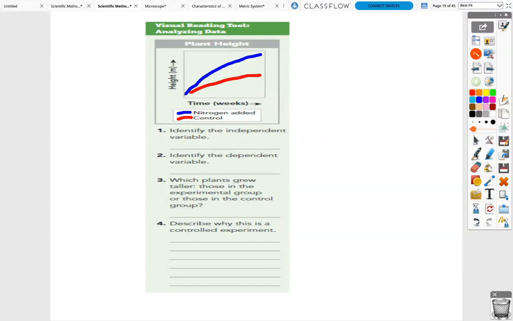So remember, think about independent variable. We want to think about that I at the beginning. You want to think about the thing that I am changing or the thing that I am testing. So the thing that they're testing here is nitrogen. So remember, in one of these groups, one of these plants, they added nitrogen to the plant.